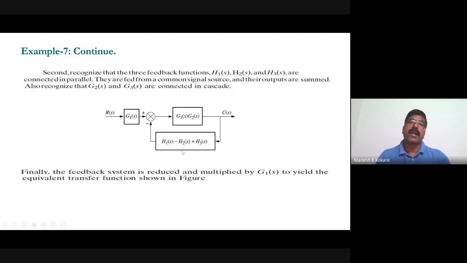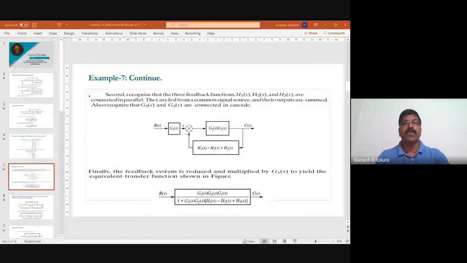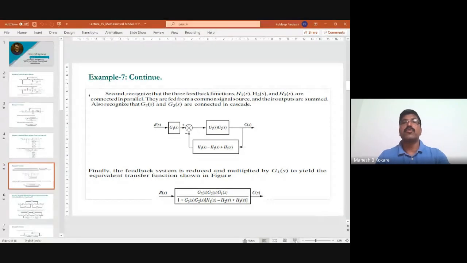Now this block and this block are in loop with negative feedback, so you can reduce that by applying the loop elimination formula. And then if you get one block, that will be in cascade with this G1 of S, right? So you can solve that problem very quickly by using that simple formula. See what happens basically after reducing this.